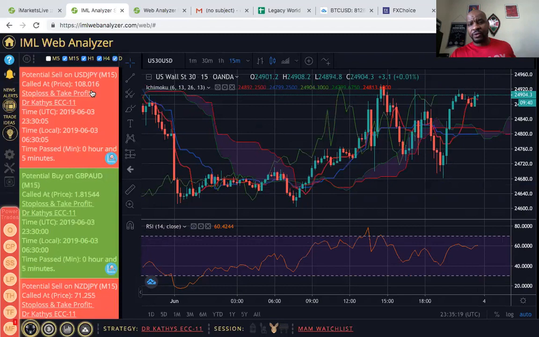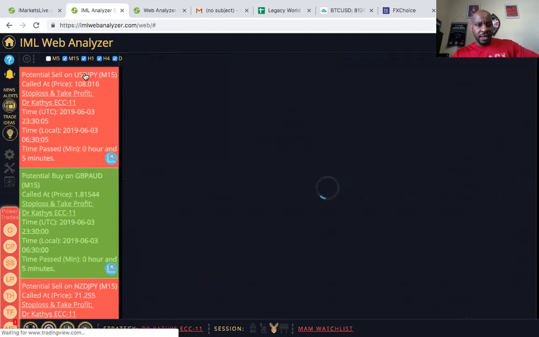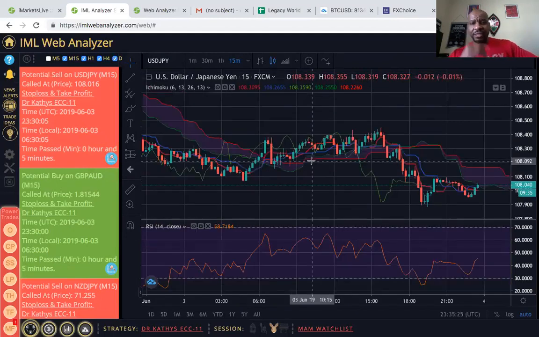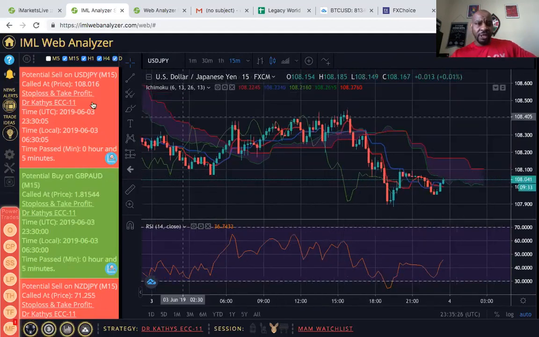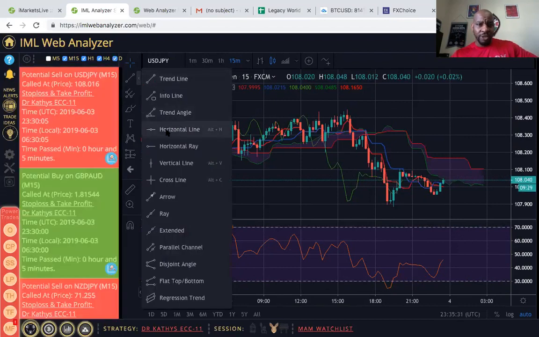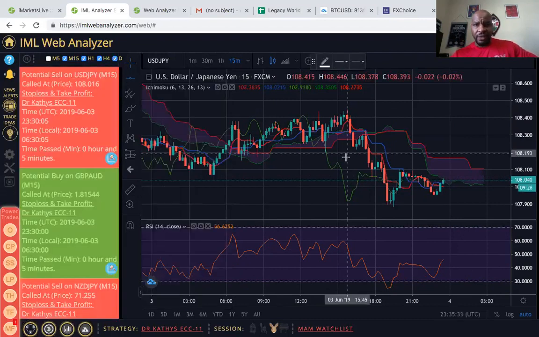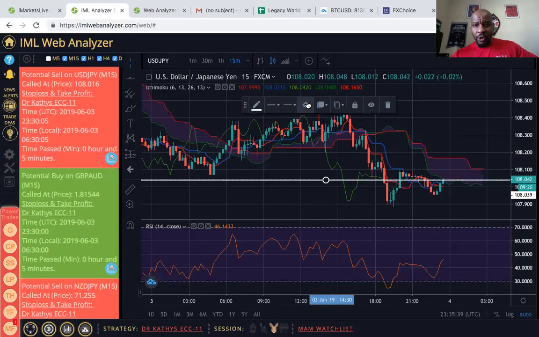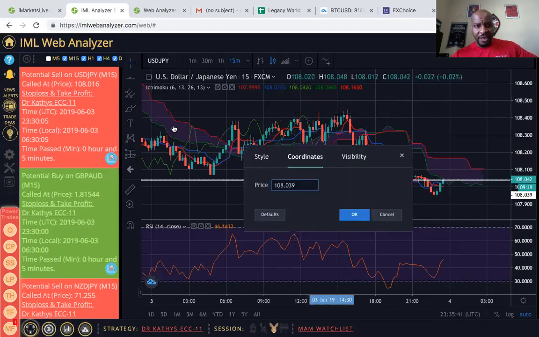So we're going to look at USD, JPY. Here's my checklist. First thing I'm going to do, I'm going to look at the price it's suggesting, okay? I'm going to go here. I'm going to find my horizontal line, okay? Then I'm going to put my horizontal line there. Then you see this right here. I'm going to put my coordinates here, the price. So it says 108.016. All I'm going to do is place it there.